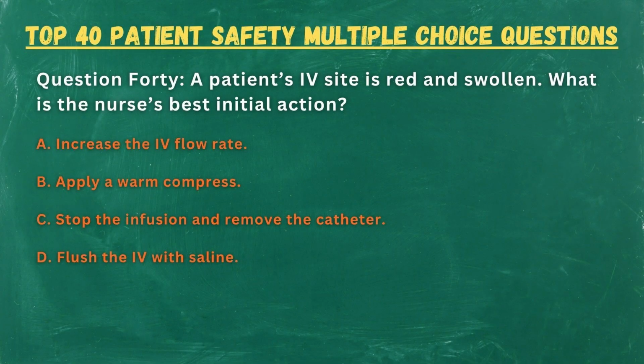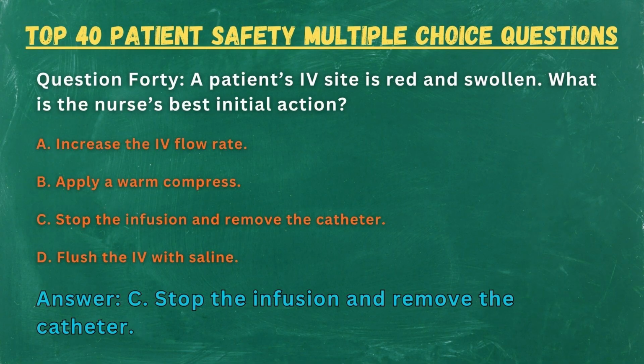Question 40. A patient's IV site is red and swollen. What is the nurse's best initial action? A. Increase the flow rate. B. Apply a warm compress. C. Stop the infusion and remove the catheter. D. Flush the IV with saline. Answer: C. Stop the infusion and remove the catheter.